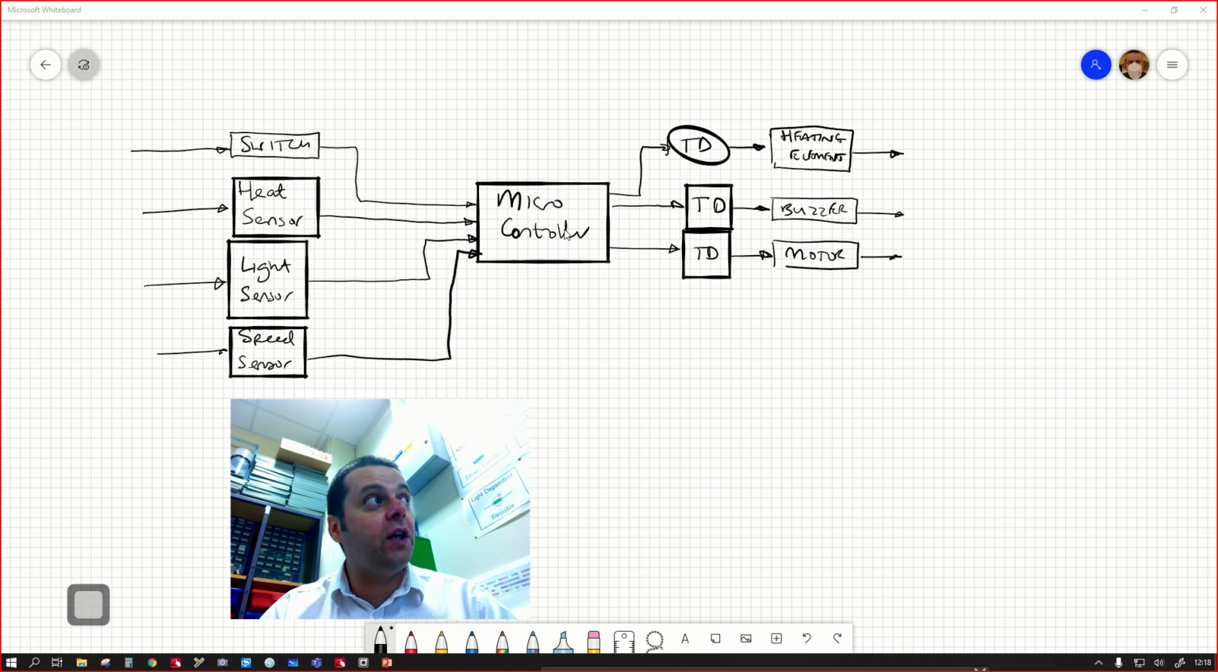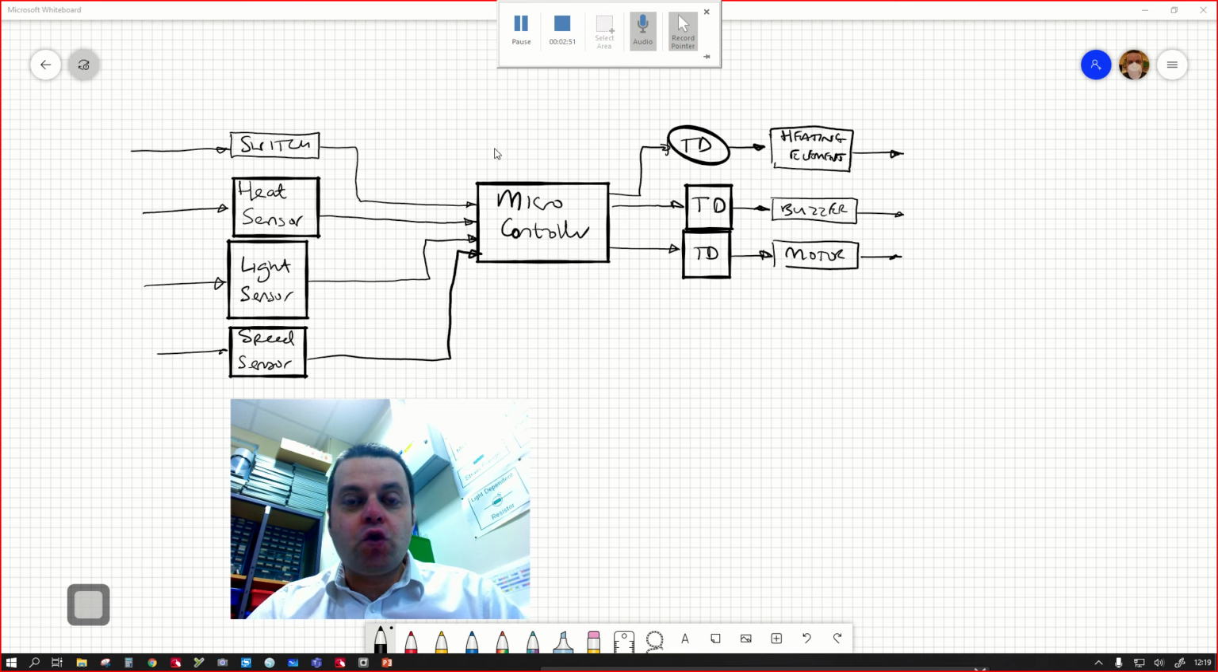The whole point of this is that we're going to see things happen in the real world. A heating element is going to cause temperature changes in our environment. A motor is going to make something move. A buzzer is going to make sound that we hear in the real world. So we are not doing software programming, we are doing hardware programming.